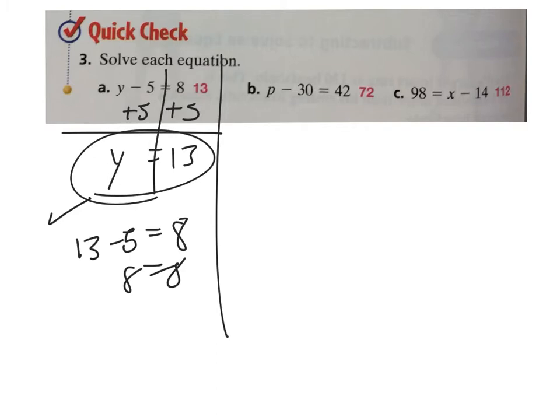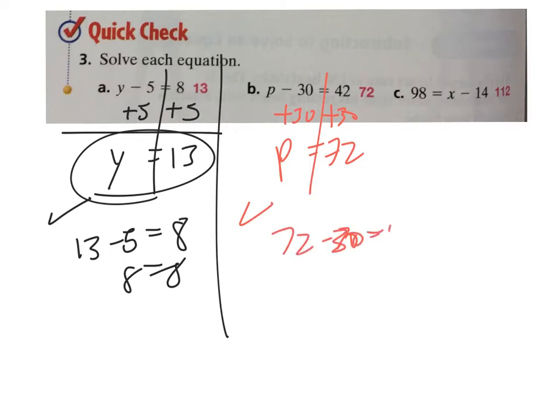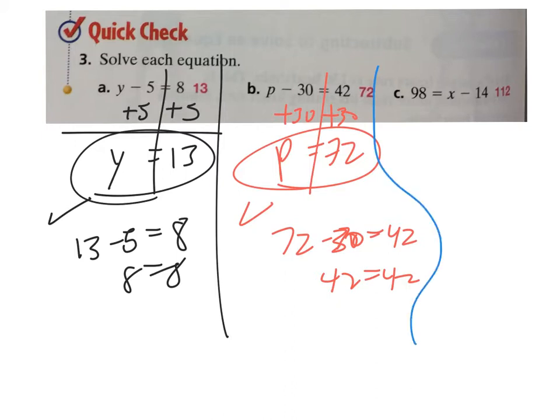The next one, p minus 30 equals 42. So add 30 because it's been subtracted. Add 30. So p equals, let's see, 72. And do that check. 72 minus 30 equals 42. And that's true. So p is 72. And finally, x minus 14 equals 98. The opposite is to go ahead and add 14 to both sides. Again, both sides of the equal sign. 98 plus 14 is 112. So x does indeed equal 112.